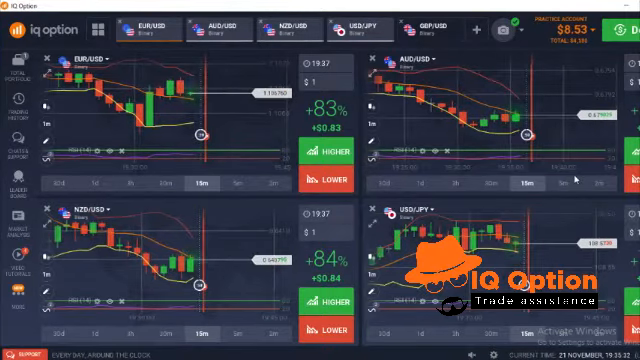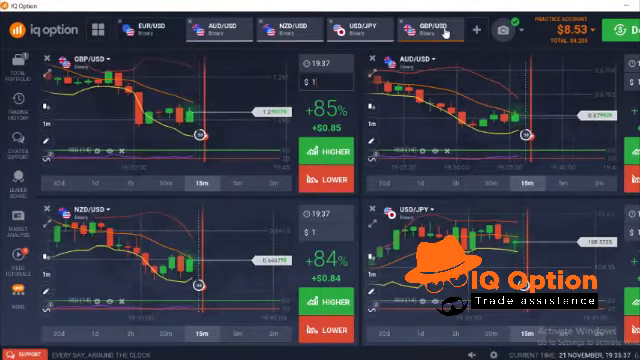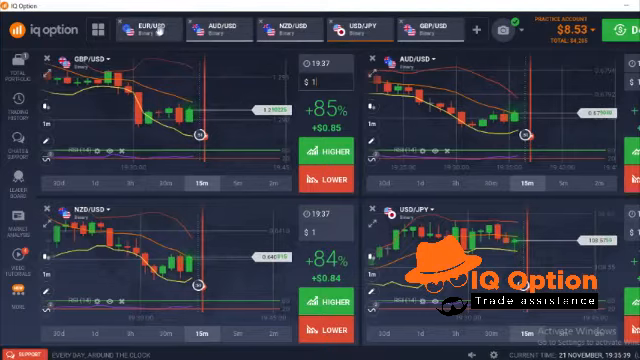So we wait for a signal to form. If it is not forming, we leave the market for a while, close to maybe 30 minutes or an hour.